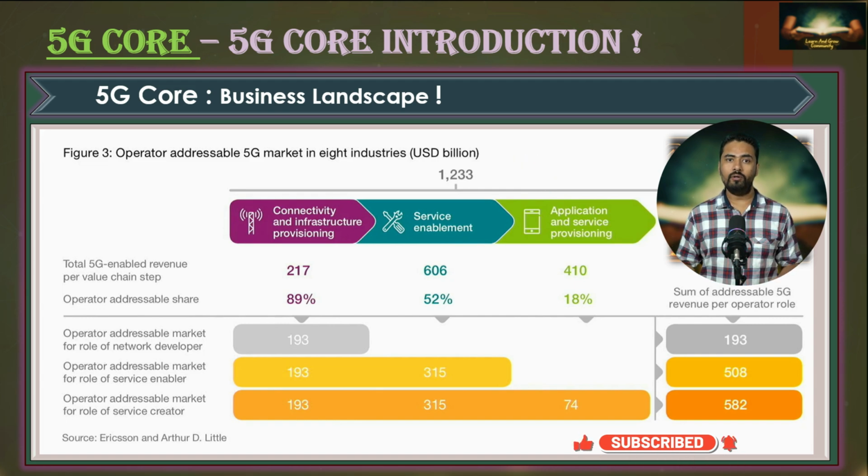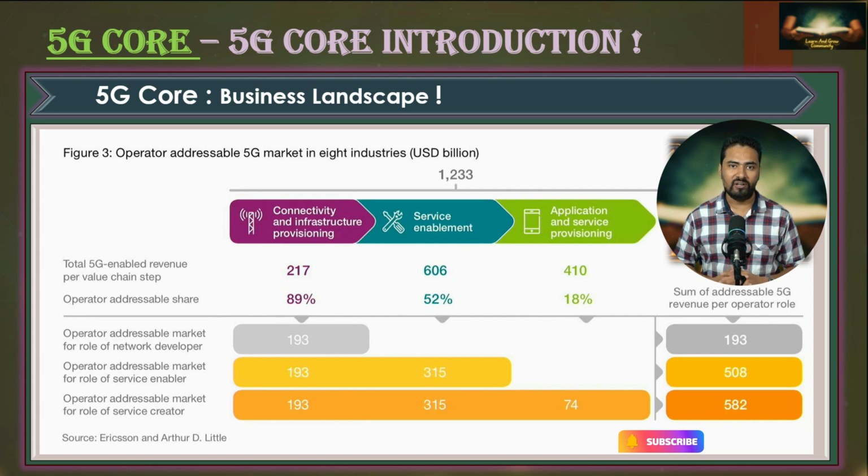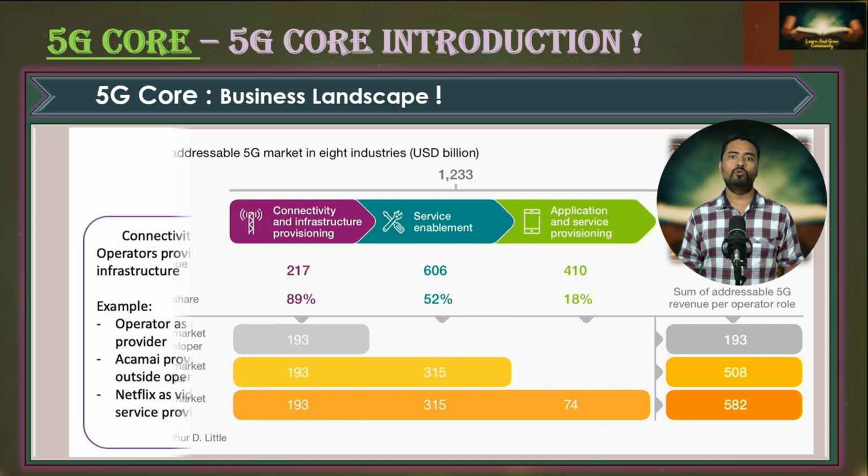So in very short, a connectivity provider simply offers the basic telecom infrastructure and internet connection. Next is service enabler, when the operator allows its network capabilities to other companies so that they can build their own application on top of their network infrastructure. And third is service provider, when the operator builds its own services on top of its network capabilities and provides those services to the end user.